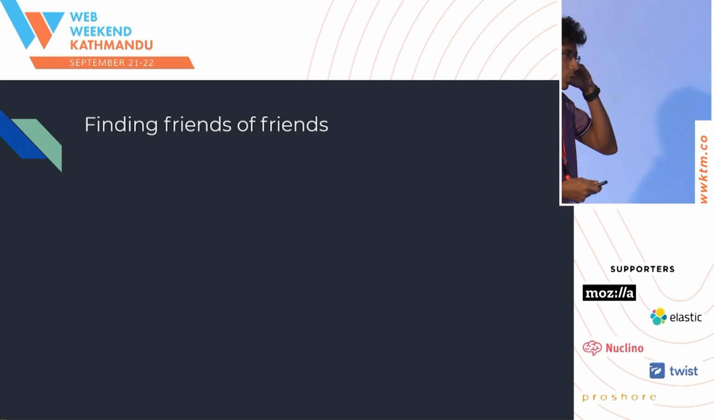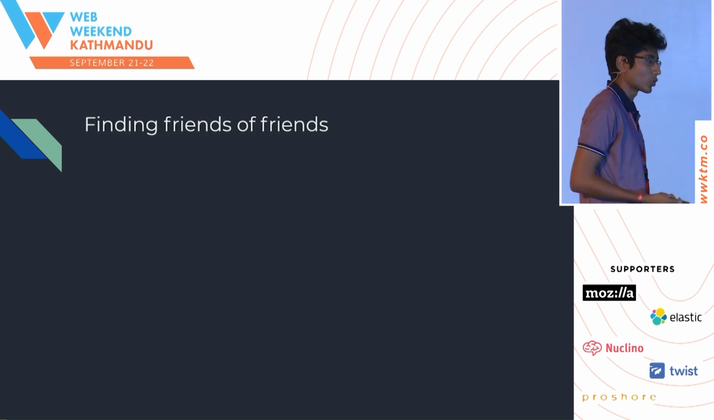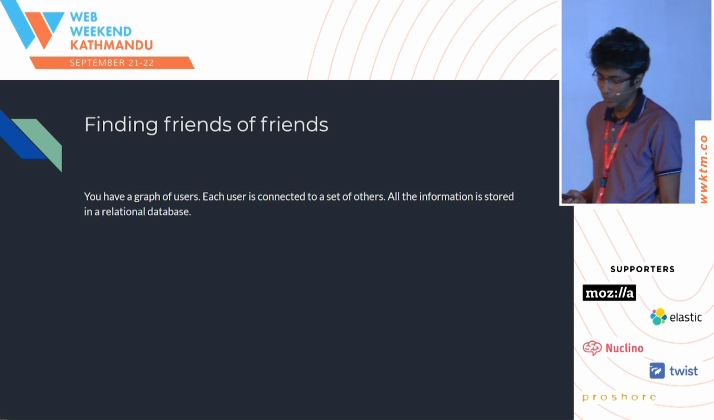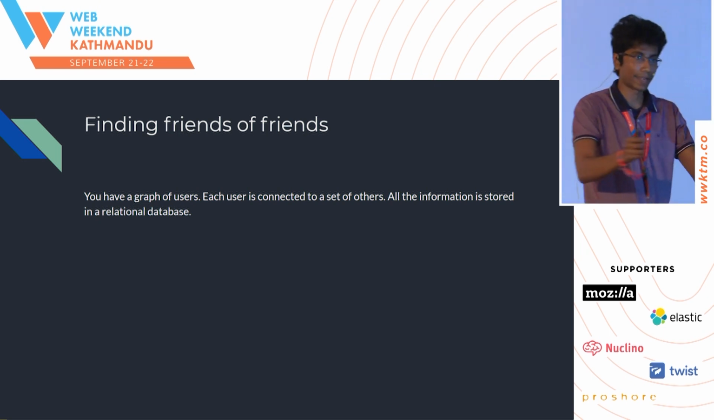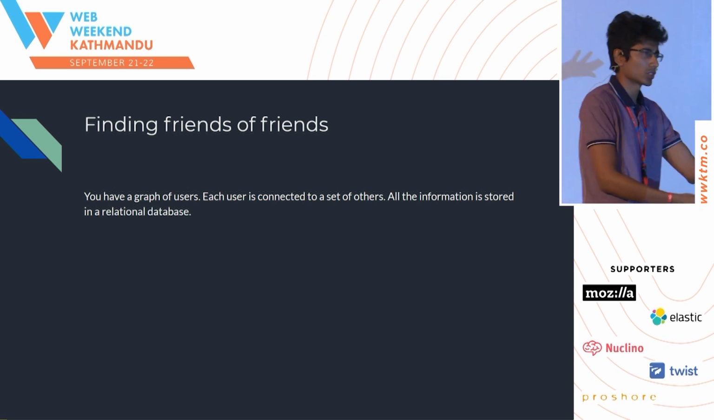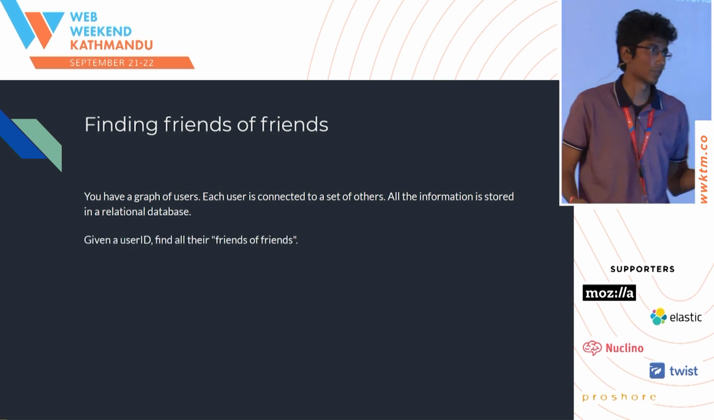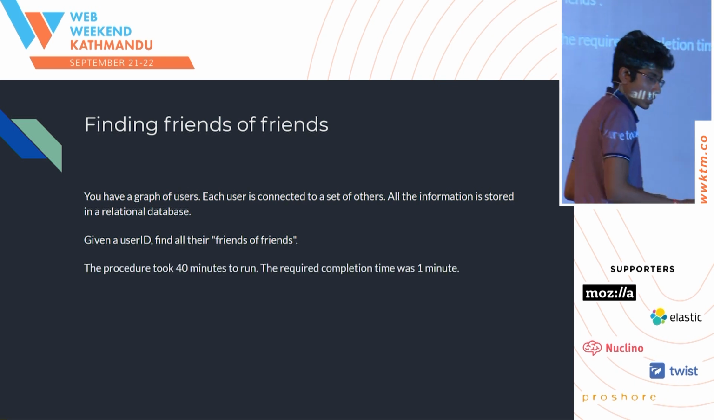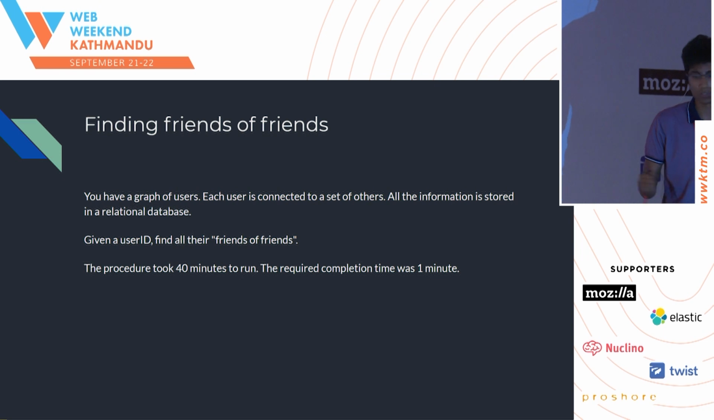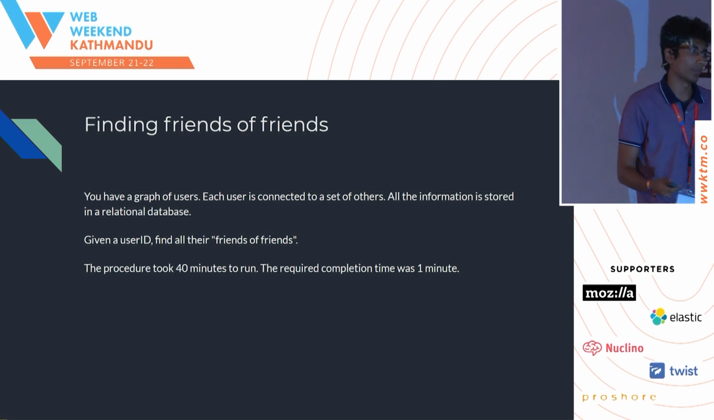Okay. How many of you have worked with graph databases? None? This doesn't have anything to do with it anyway. So you have a graph of users. They're all connected to each other. What you want to do is find your friends of friends, something that Facebook suggests. Given a user ID, find me the friends of this particular user. One of my friends came up with a solution which took 40 minutes to run. They had a BFS algorithm written down. And the required completion time was 1 minute.